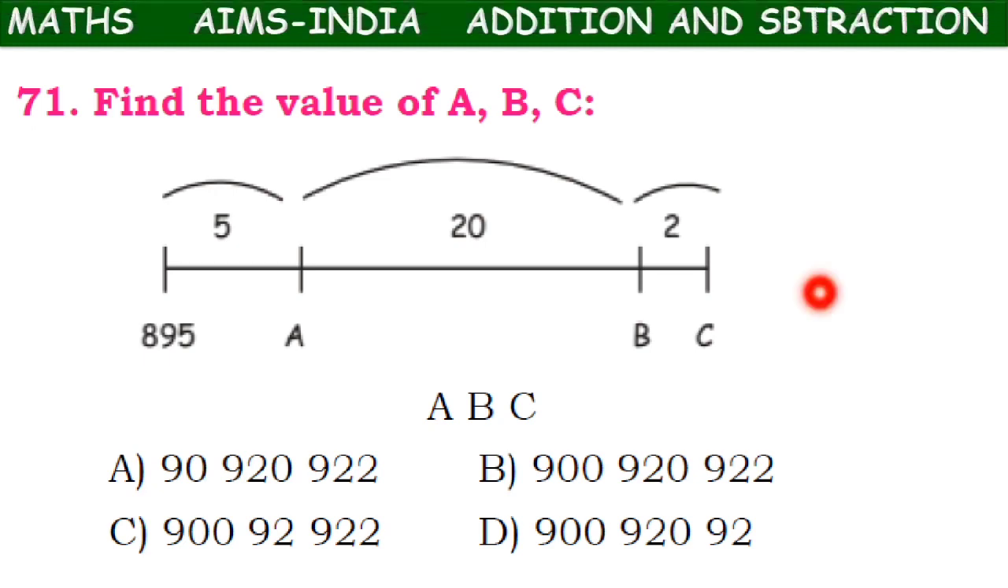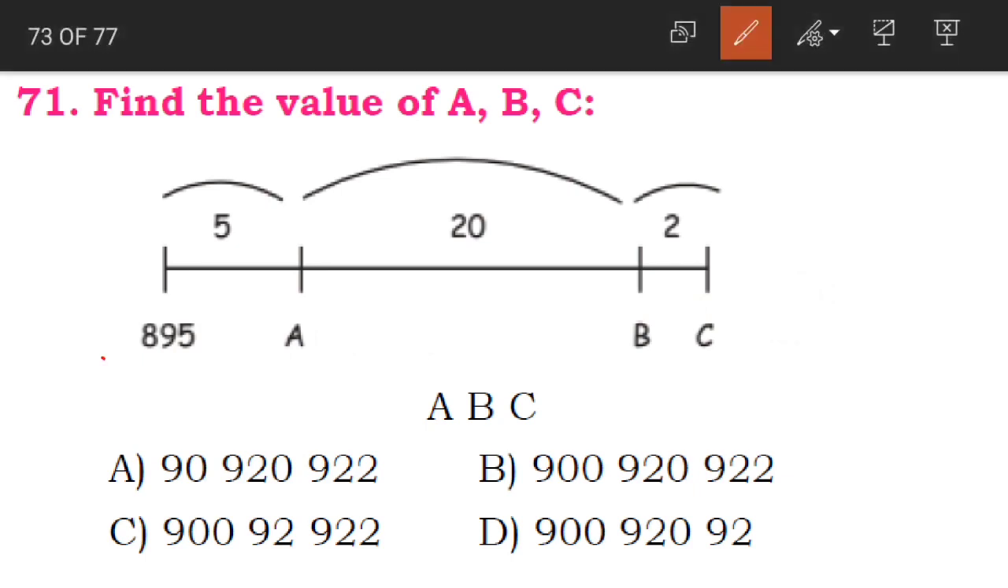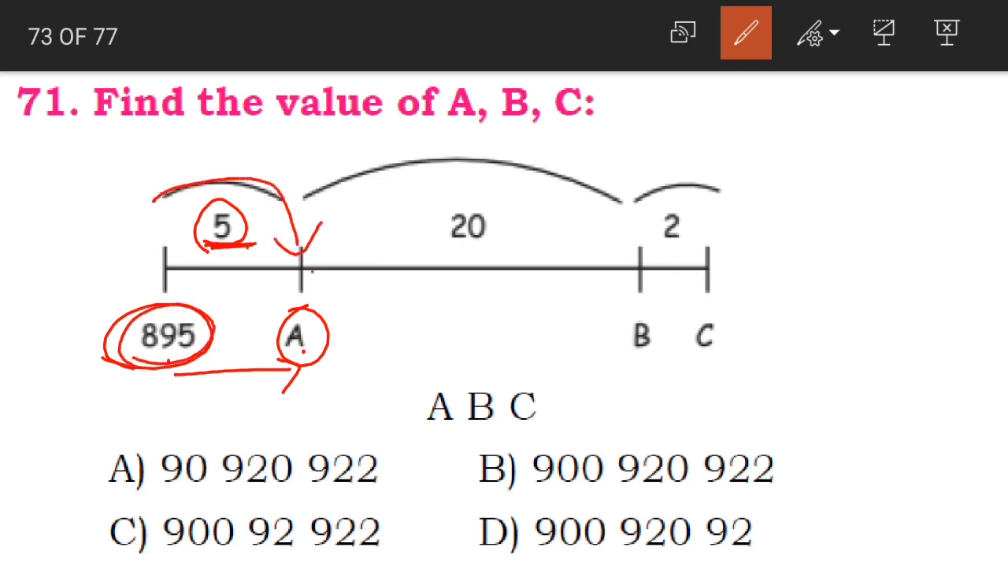Find the value of A, B and C. What should we find out? Value of A, B and C. Now what is the starting point here? 895. Yes, children, from 895 to the point A, what is the difference here? 5. So that means when we add 5 to 895, we will reach A. Now from A, again when we add 20, then we will reach B. Now from B, when we add 2, we will reach C.